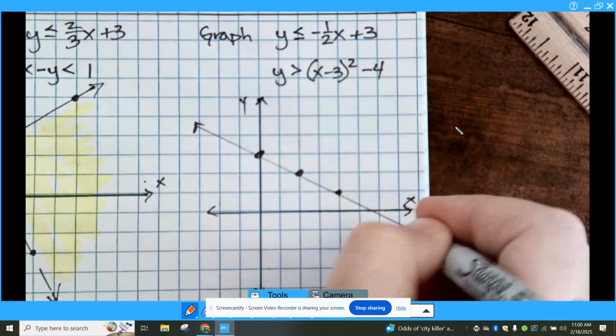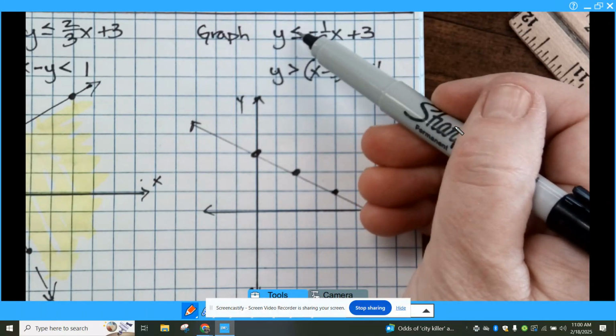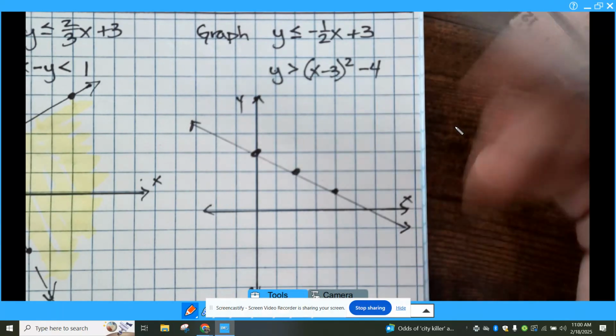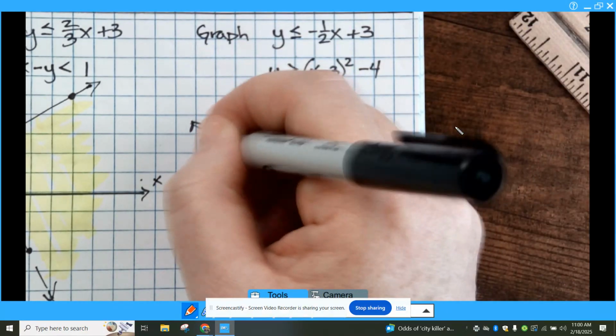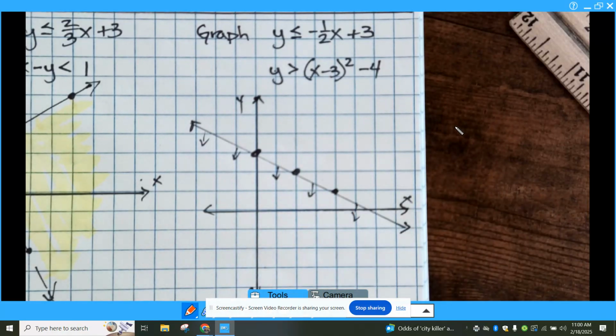Right now, I'm just looking at it, and I know that my shading from looking at this is going to be y is less than. So on the y-axis, where does y get smaller? It goes down. So our shading would be kind of on this side of the line. But because it's a system, we have to actually take into account the other one.